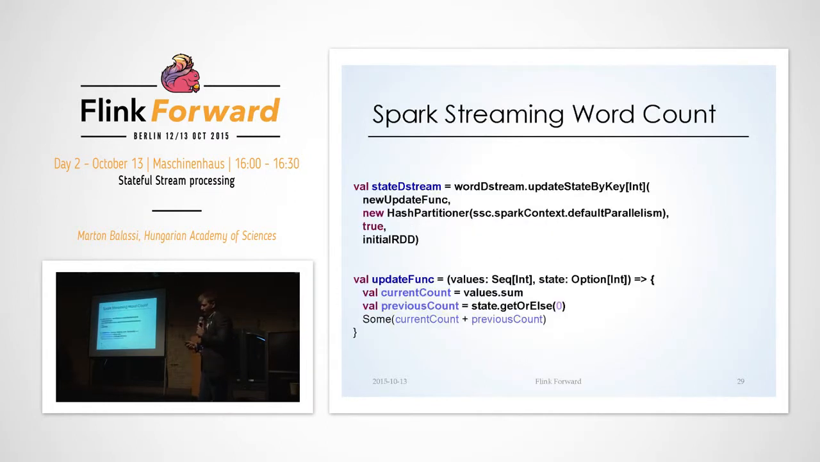So how does a stateful word count look in Spark then? Well, given that you already have your words DStream, I told you that you can do state updates by key, and you need to define this update function, and that's where the trick happens. Your update function takes the new data values from the current RDD chunk and the previous state and does some Scala computation on that that the user can define. In this case, it just sums up the counts.